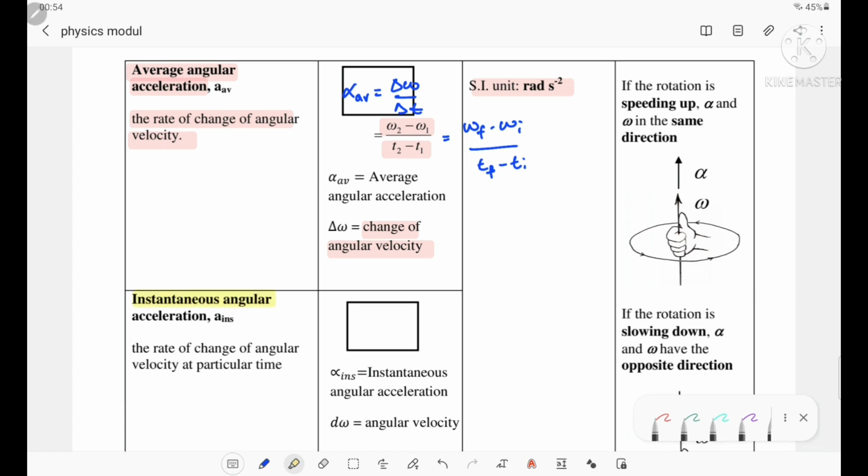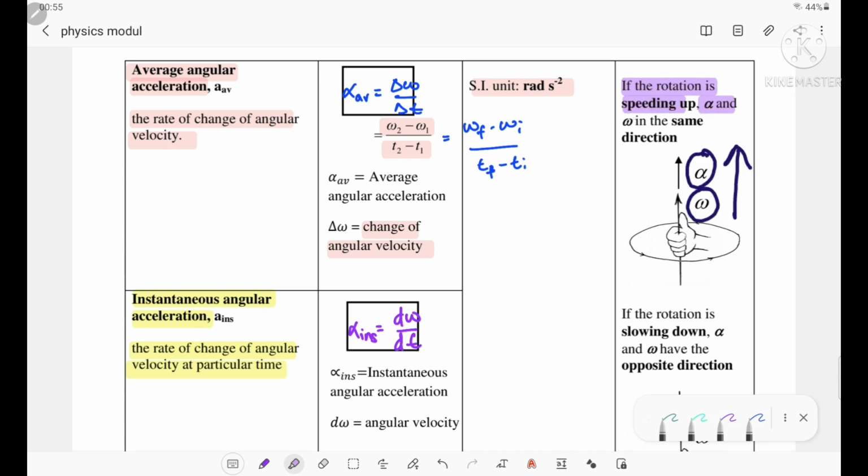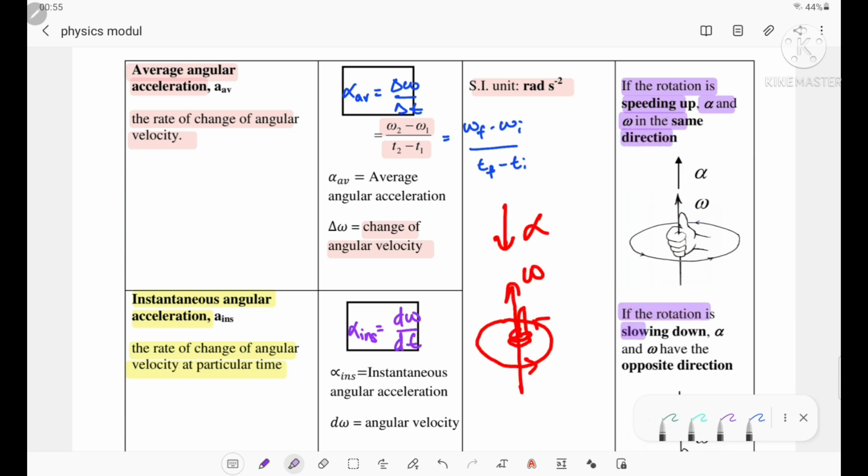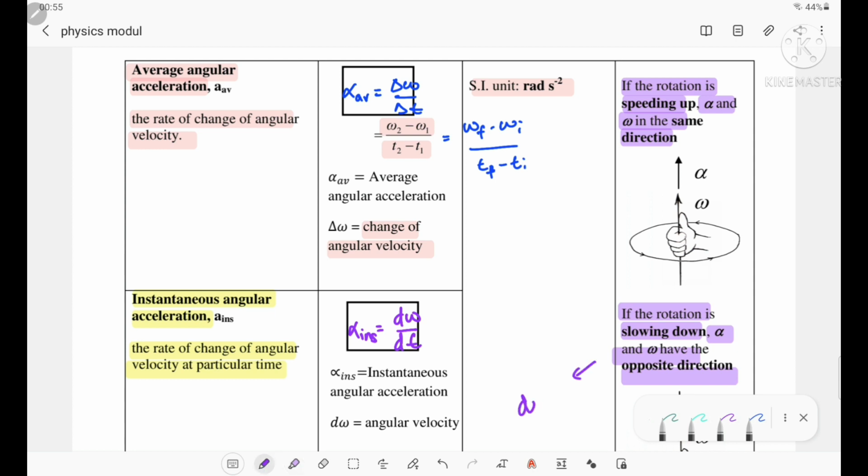The instantaneous angular acceleration is the rate of change of angular velocity at a particular time, or we can write alpha is equal to d omega over dt. If the rotation is speeding up, alpha and omega are in the same direction, and if the rotation is slowing down, alpha and omega have opposite directions, and we call it deceleration. For the speeding up, we call it acceleration.